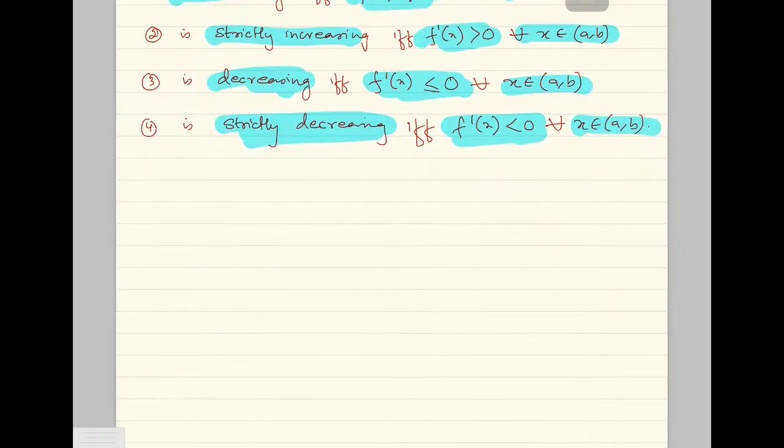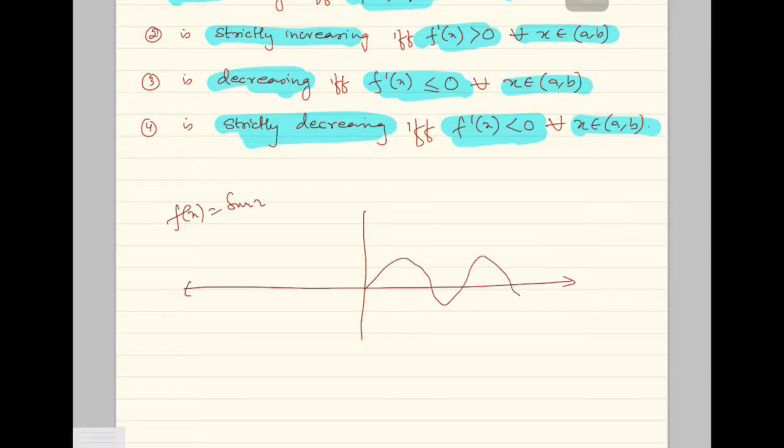One more very important thing, I forgot to explain this earlier. Suppose you have a function f x equals sine x. You know the graph of f x equals sine x looks like this, isn't it, everyone? Yes, this is 0 and this is pi, whereas in the middle it is pi by 2.